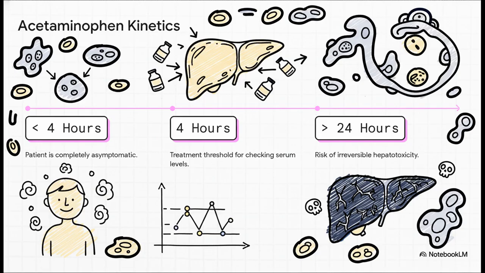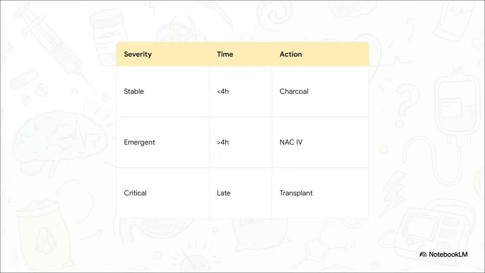So, our baseline alignment here relies entirely on the Rumack-Matthew nomogram to precisely map those serum levels against time. Depending on the severity, our actions have to shift instantly. If the patient is stable and presents less than 4 hours post-ingestion, you administer activated charcoal and just wait to check a definitive 4-hour level. But if that level crosses the treatment threshold on the nomogram, they are now emergent. You must immediately initiate intravenous N-acetylcysteine, or NAC, to replenish those crucial hepatic glutathione stores.